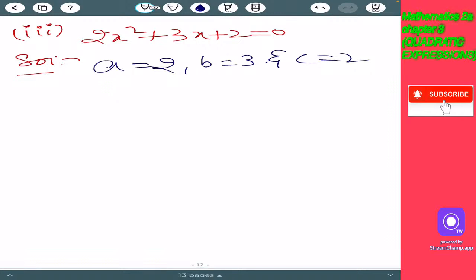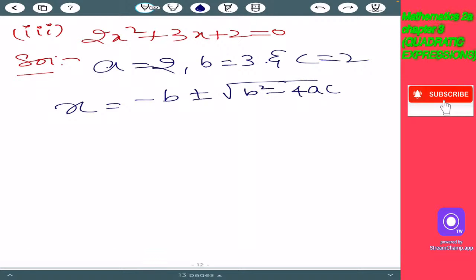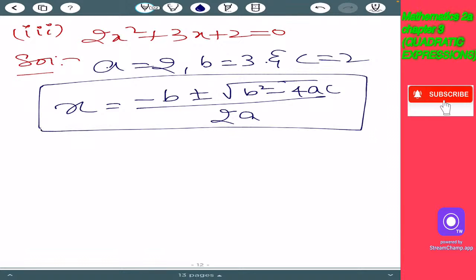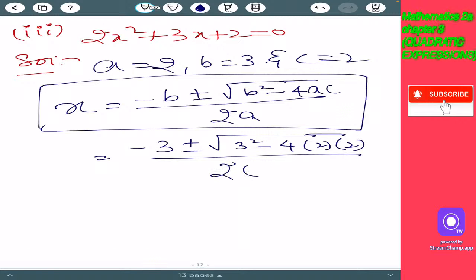So what is the quadratic formula? We already know that x is equal to minus b plus or minus under root b square minus 4ac, by 2a. This is the quadratic formula, so please note it. Now use your values from your equation. It is minus 3 plus or minus under root 3 square minus 4 into 2 into 2, divided by 2 into 2.